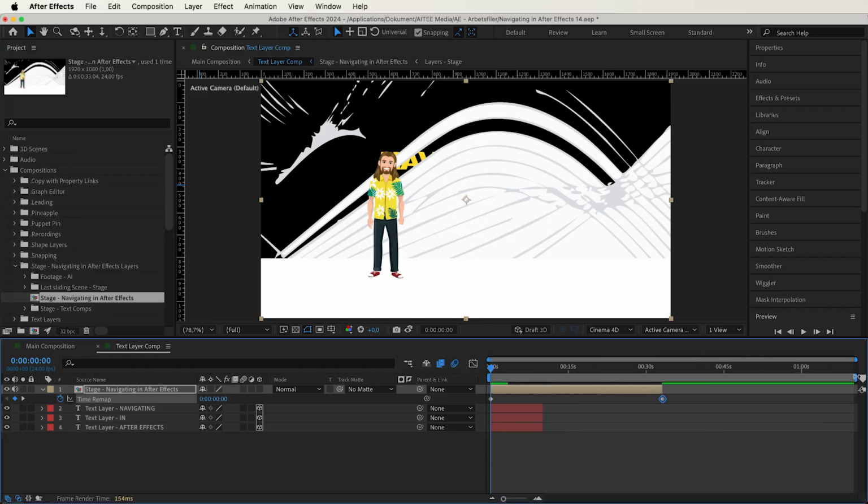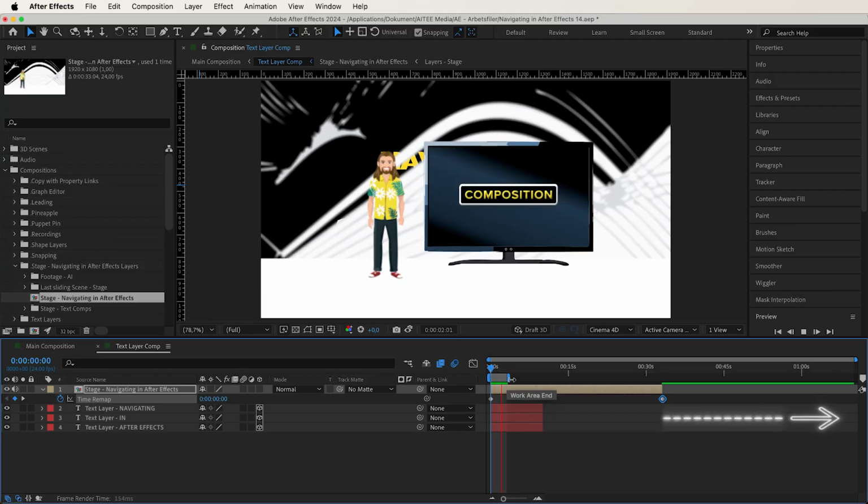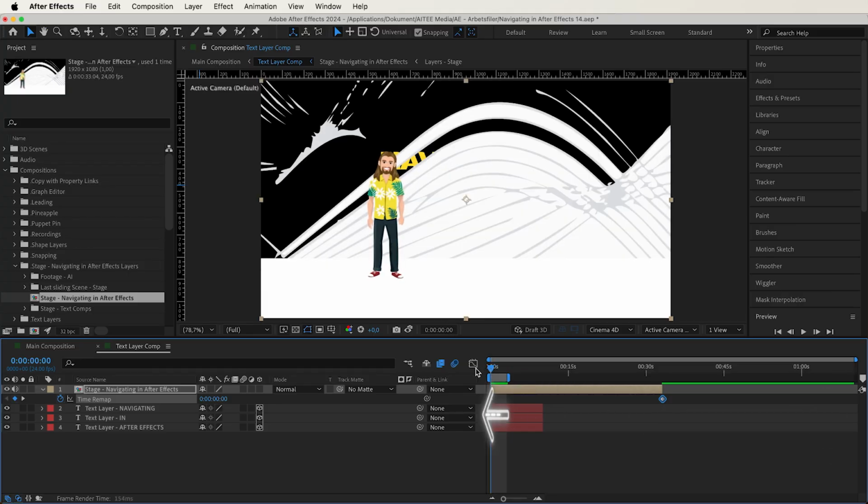For example, adjust the speed of a layer with slow motion by dragging the keyframes further apart, and fast motion by pushing them further together.